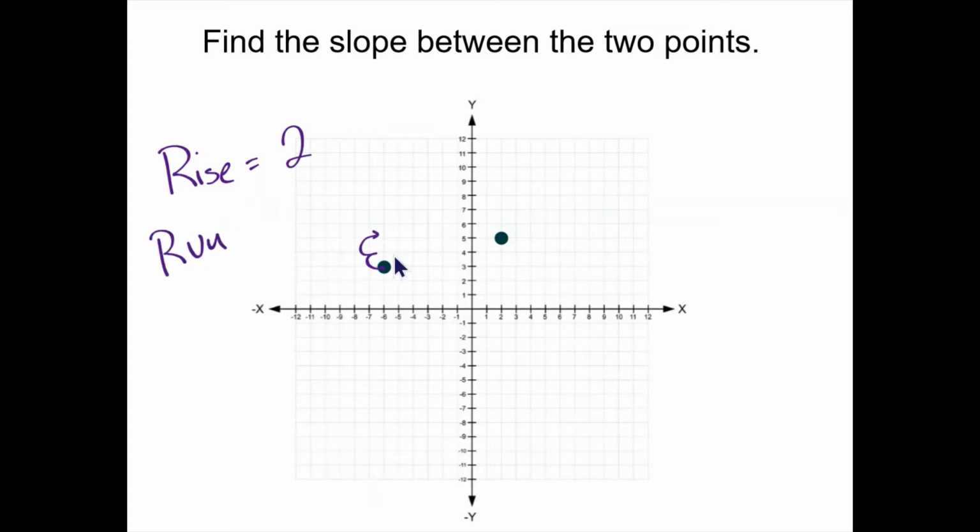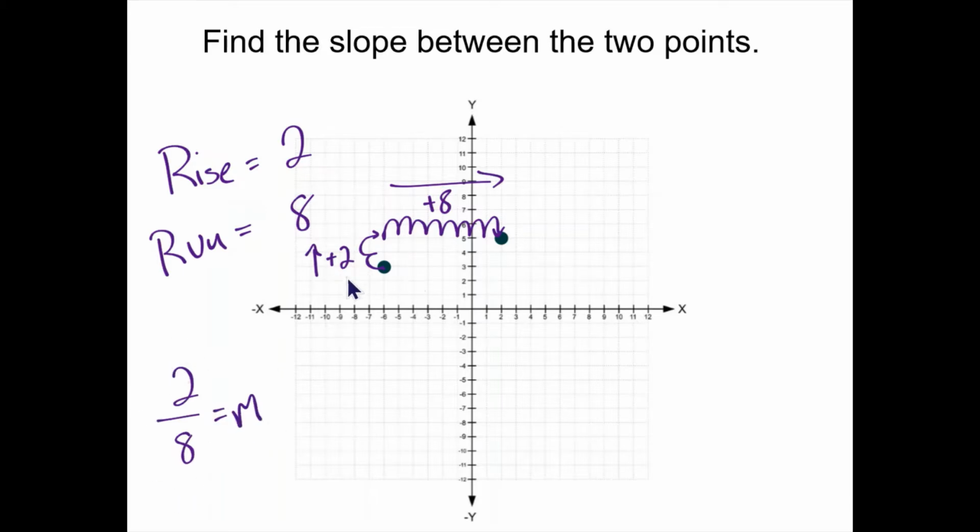Then my run, I'm going to do kind of the same thing. I'm going to count from this spot to that spot, but I'm not counting up or down this time. I'm counting just across. So I'm going to start at this point. I'm going to go 1, 2, 3, 4, 5, 6, 7, 8 spots to the right. My run is a positive 8. Again, you really don't want to write that sign there just because it's positive, but I just want to emphasize that we're going to the right 8, which on the x-axis is the positive direction. We're going up 2, which in the y-axis, that's the positive direction. So my rise over run is 2 over 8. That is my slope. I have found the slope between these 2 points.